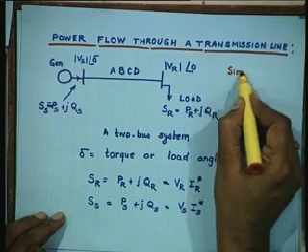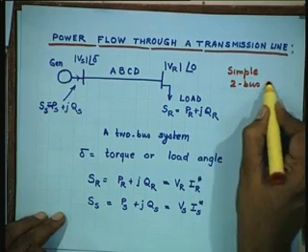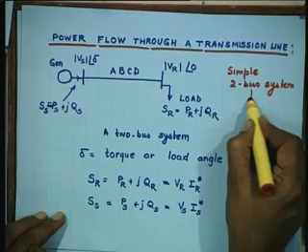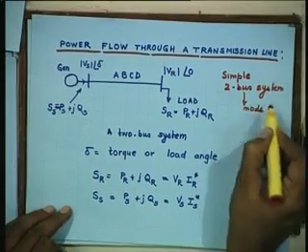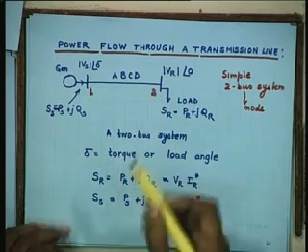Just to study this, we consider a simple two bus system. This is called a simple two bus system. Bus is what? Node. Bus is nothing but node. So, this is number 1, this is number 2.